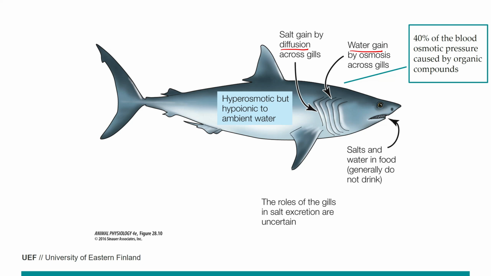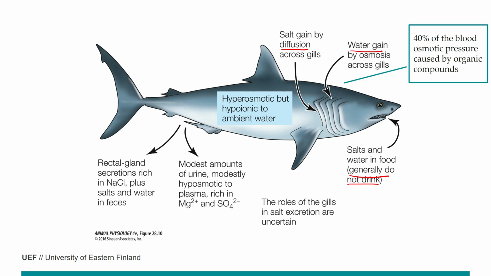And of course, they have food to get some salt, and water with the prey, but actually they are not drinking at all, because they get the water inside much more easily with osmosis. And of course, then they are regulating these waste products. So there is urine that is modestly hyperosmotic. There are plenty of these divalent ions, and then in the rectal gland there is also some sodium chloride excretion, etc.